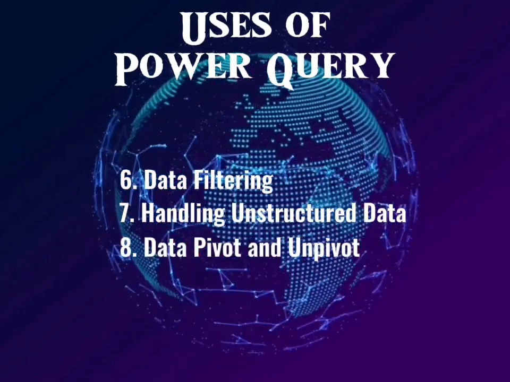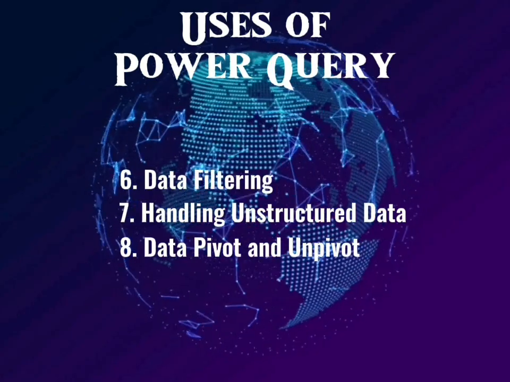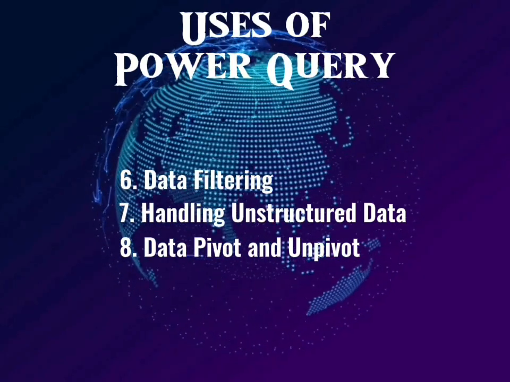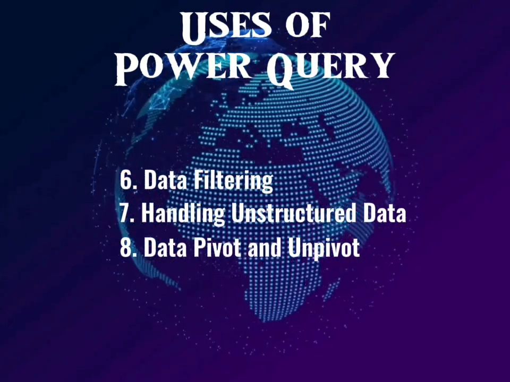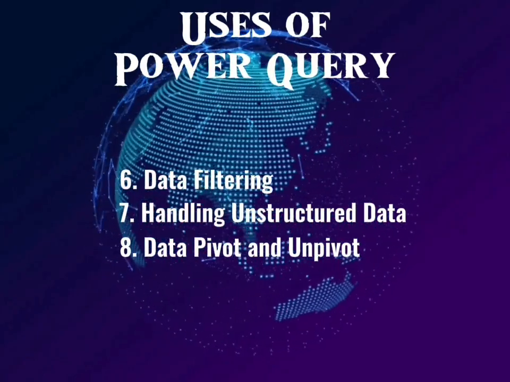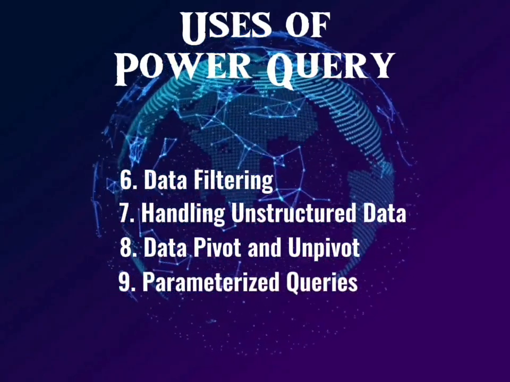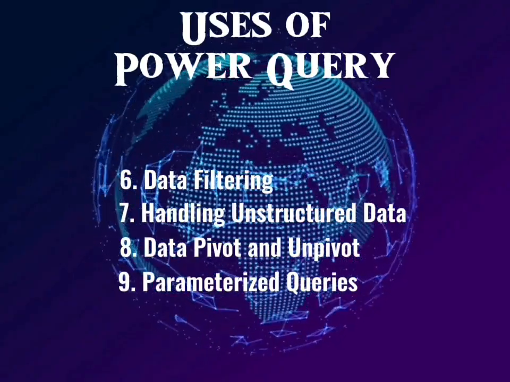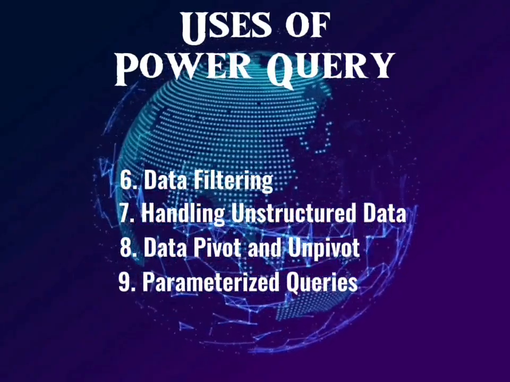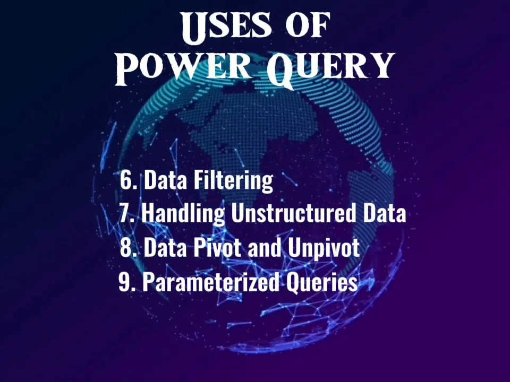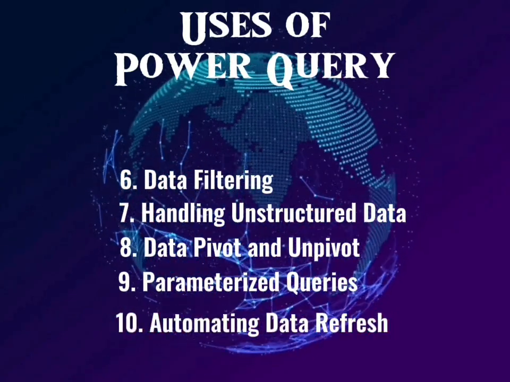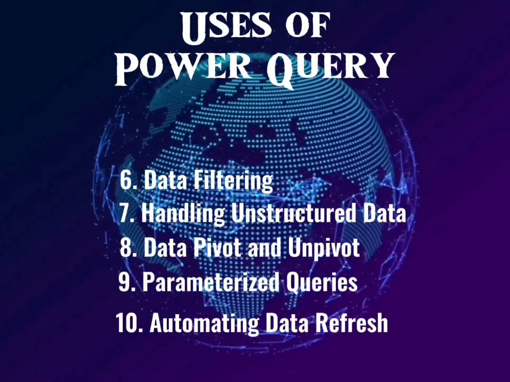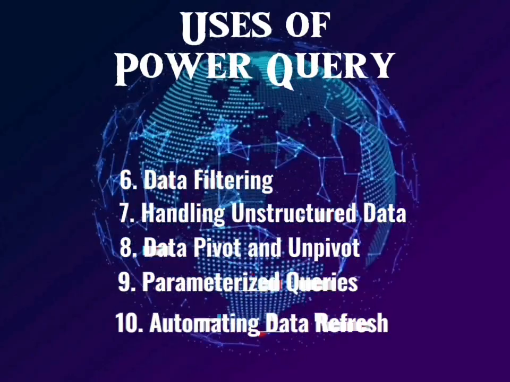Number 8, data pivot and unpivot. Pivot data to reorganize it for better analysis or unpivot it to transform it into a more normalized form. Number 9, parameterize queries. Use parameters to create dynamic queries, allowing you to easily adjust input or criteria without manually modifying the query. Number 10, automating data refresh. Set up automatic data refresh to keep your analysis up to date with the latest information from the data source.